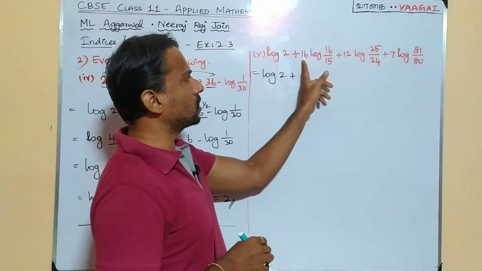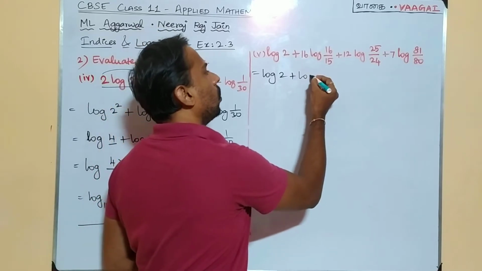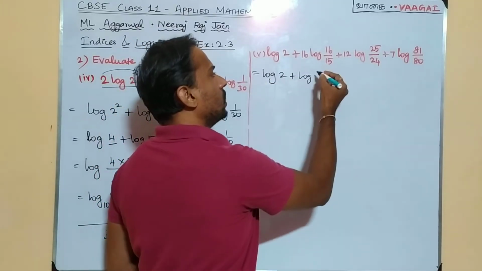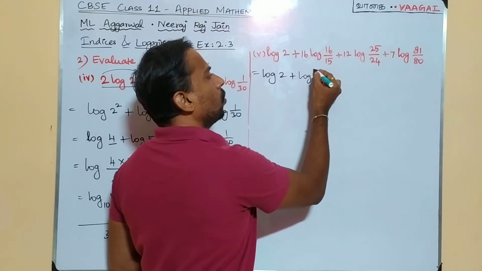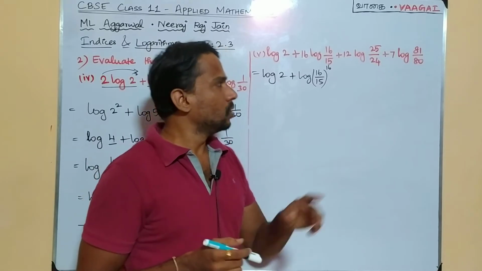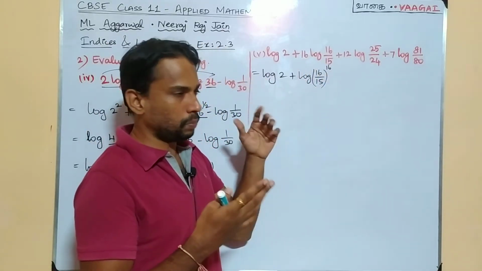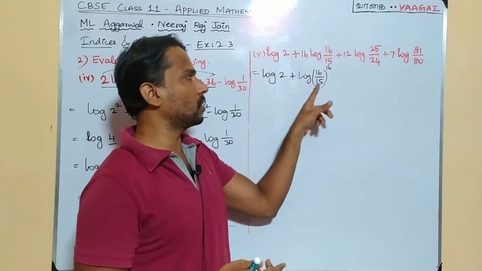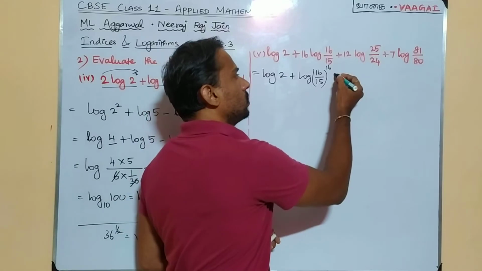Now I can bring the 16 to the power position, so it will become log of 16 by 15 whole power 16. I hope you are able to understand this. Is this clear? You can use the power rule. Very simple. You are just using the power rule only. This 16 goes to the power, so it becomes 16 by 15 whole power 16.